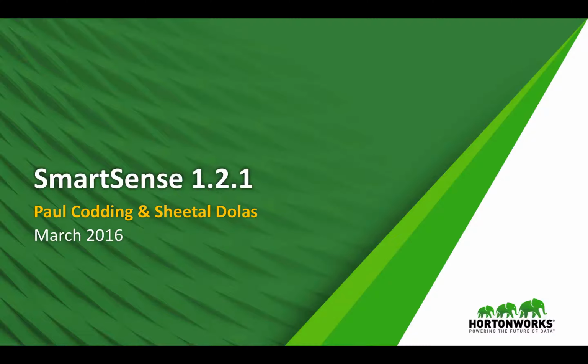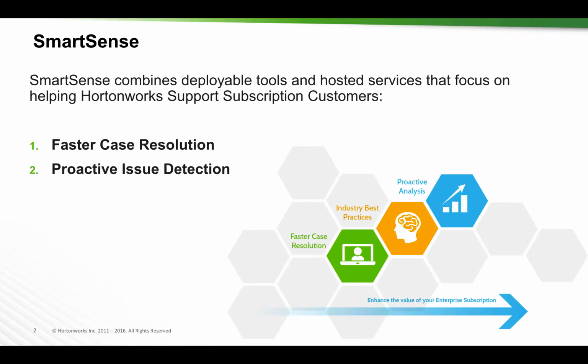I'm the product manager of SmartSense, and today we're going to walk through what's new in SmartSense 1.2.1. SmartSense is composed of two main components. The first being those components that you deploy on your cluster to collect, encrypt, and anonymize configuration metrics and logs, and ship those to the other SmartSense component, which is deployed at Hortonworks, that analyzes that secured information and provides specific recommendations and analysis. The goal being to help you resolve cases faster and allow us to proactively identify issues and get ahead of those issues by providing you recommendations to avoid them from happening.